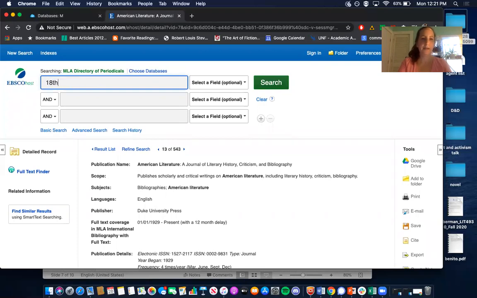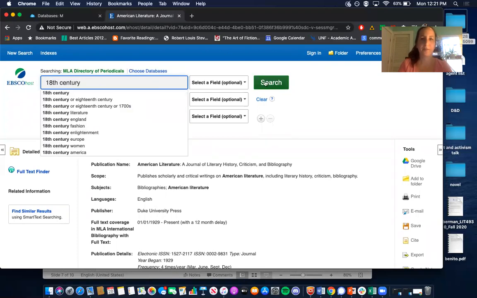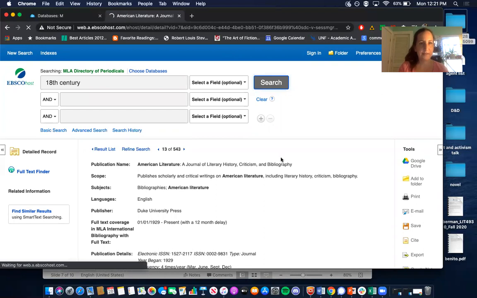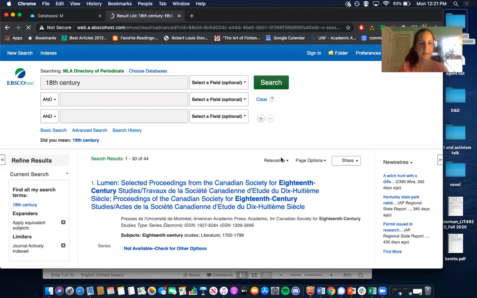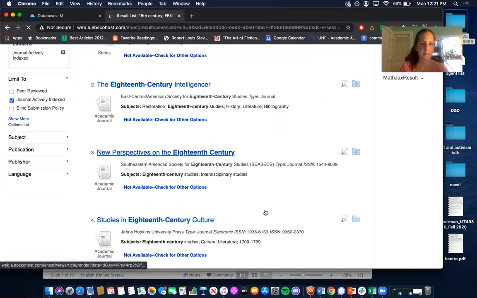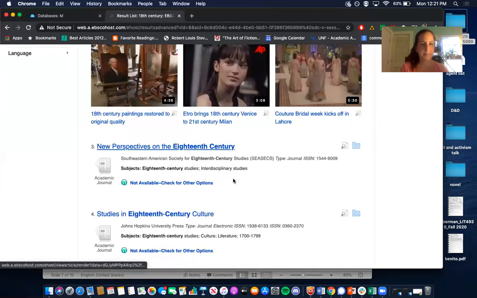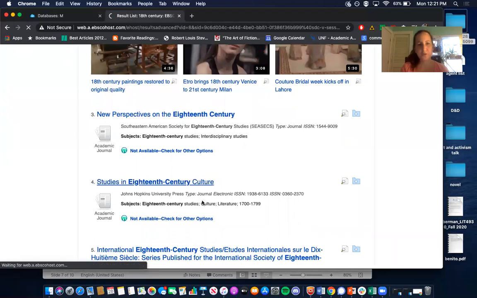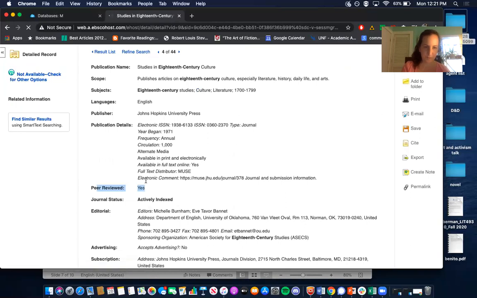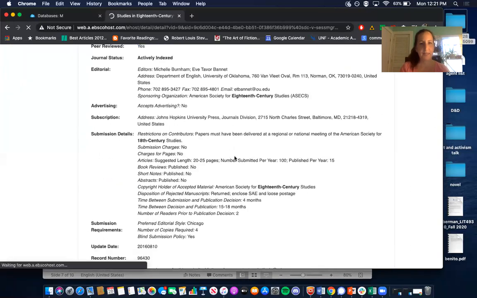Let's look at 18th century, since Wieland was published in the 18th century. There's studies in 18th century culture. So that's another journal that you might look up. Peer-reviewed, yes. Number submitted per year, 100, published per year, 15. So this has a higher ratio of acceptance.